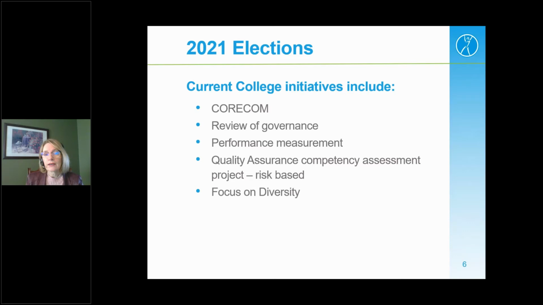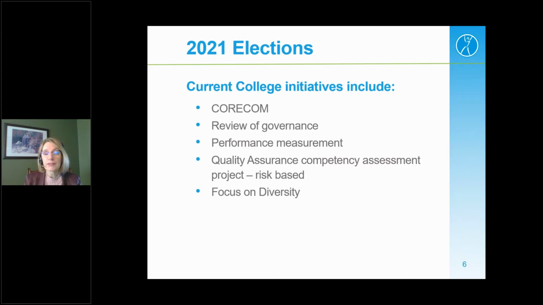So, some current college activities that we're working on. The first one is Core Common. That's a bit cryptic, but that is our core competencies for the profession. This is a national document that will be used by both colleges as well as universities for teaching occupational therapists, and for the college in our quality assurance program, and also to hold occupational therapists accountable for what we expect. In addition, the national certification exam will also be based on this one set of competencies. And so it's a pretty exciting project.